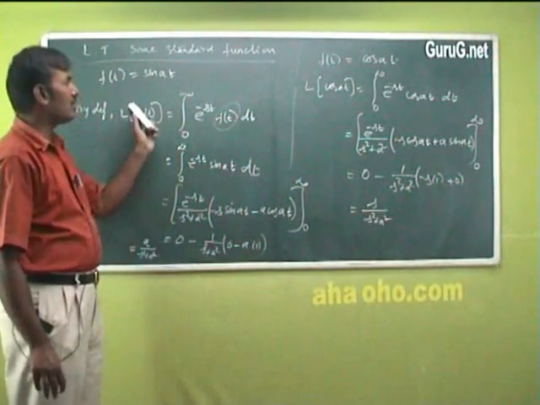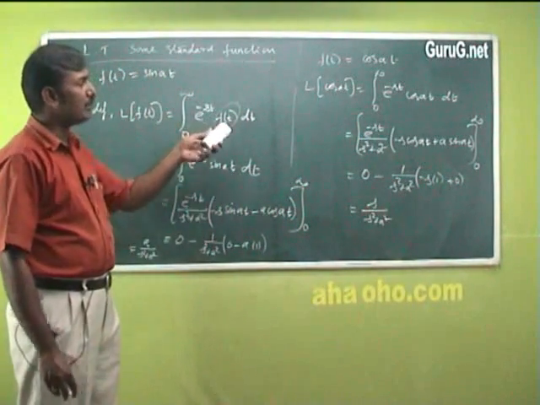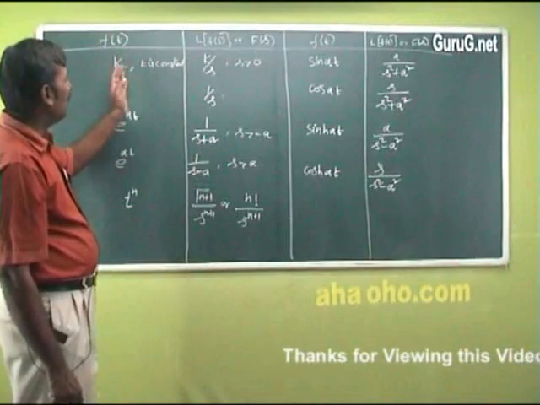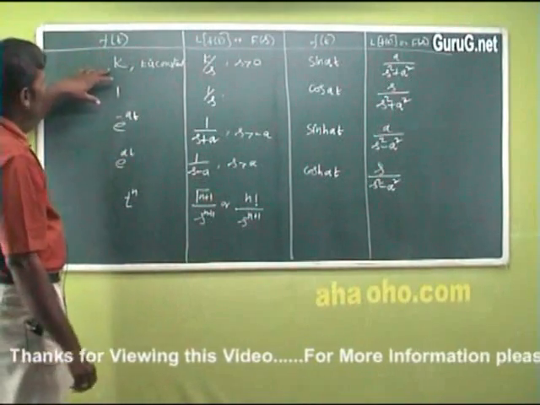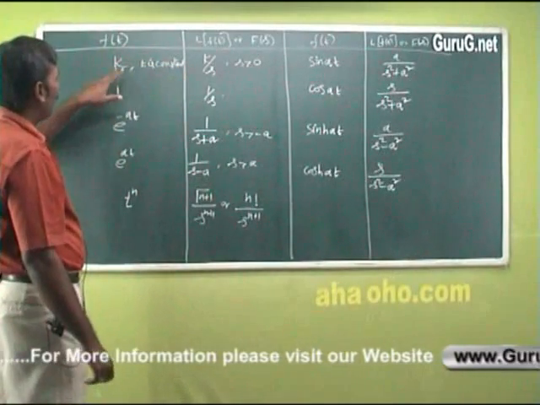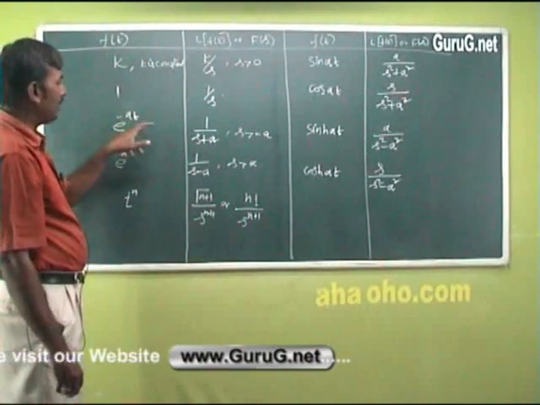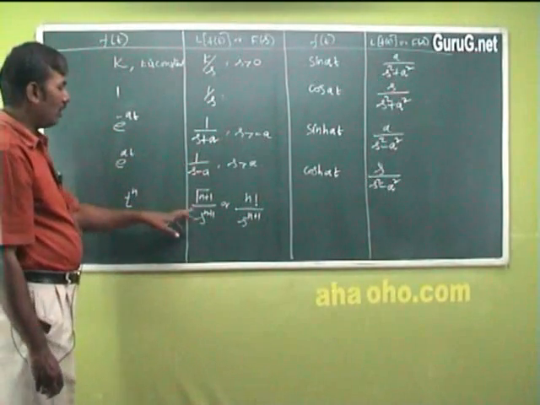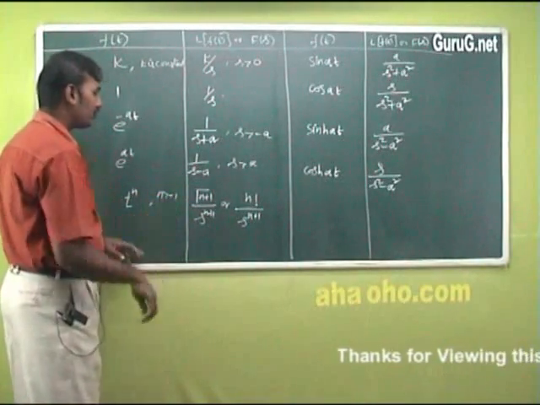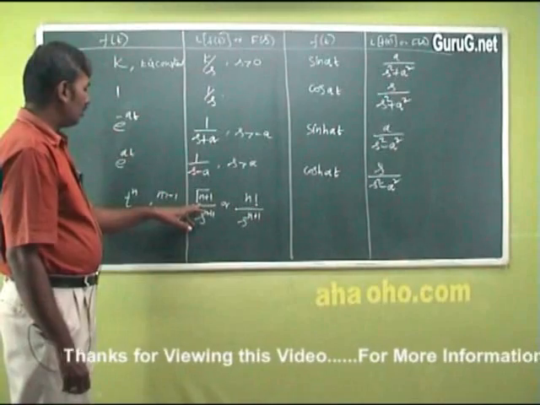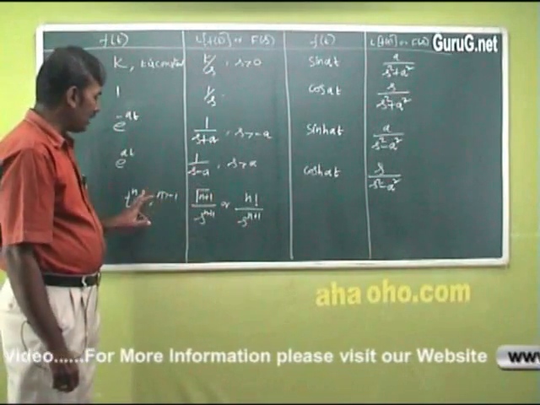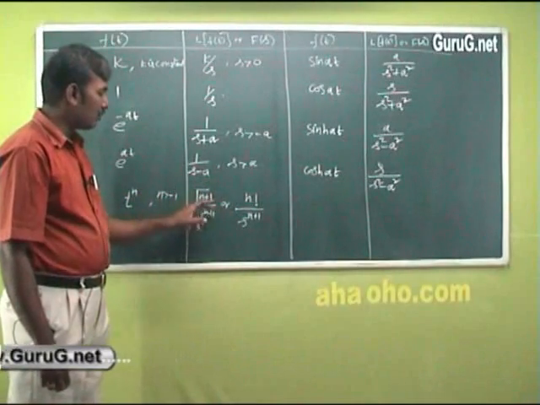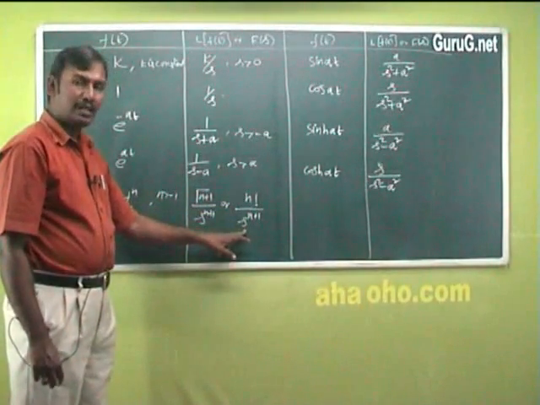So these are all the Laplace transformations of some standard functions. We will list them out in a table, then only we can easily understand that. We have proved that Laplace transformation of k is k by s, and if k is 1, you may get 1 by s. e power minus at is 1 by s plus a. e power at is 1 by s minus a. t to the power n, where n is greater than minus 1, is gamma of n plus 1 by s power n plus 1. If n is an integer, you can apply this formula. If n is not an integer, you can apply this formula, right? So gamma n plus 1 by s power n plus 1, or n factorial by s power n plus 1.